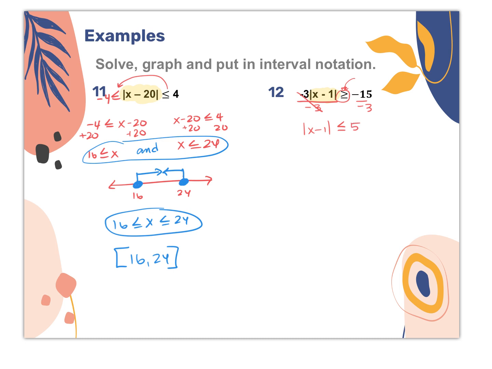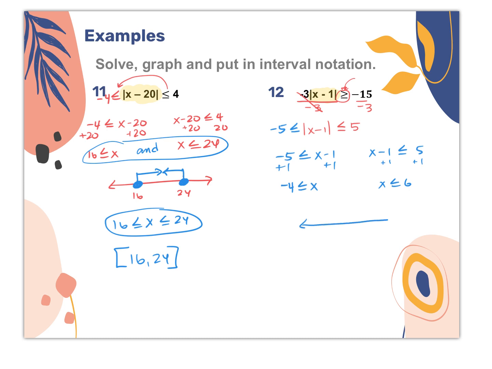So now that I did this, I ask myself, is it reasonable that the absolute value of x minus 1 would be less than or equal to 5? Yes, it's reasonable. And if it's reasonable, I'm ready to do my matching inequality and my negating. So I'm going to go to negative 5 is less than or equal to x minus 1, and x minus 1 is less than or equal to positive 5. Add 1, add 1. So negative 4 is less than or equal to x, and I get x is less than or equal to 6.